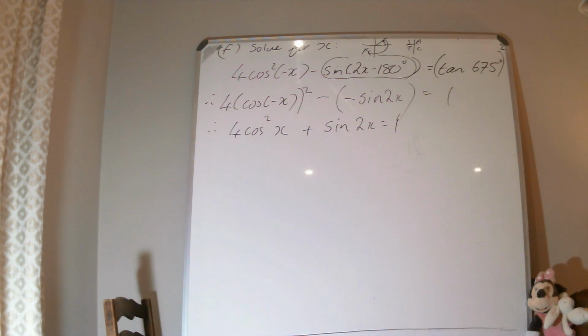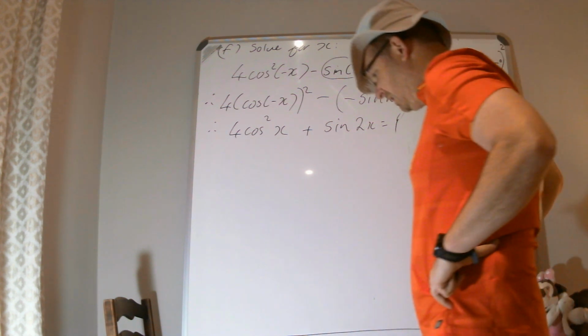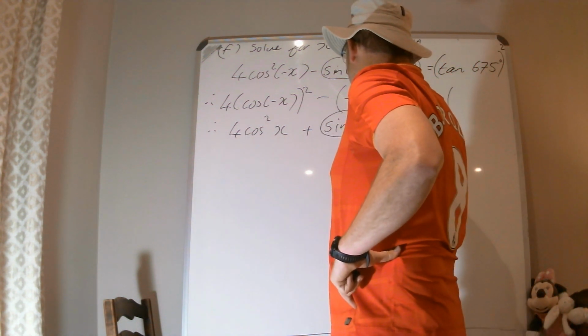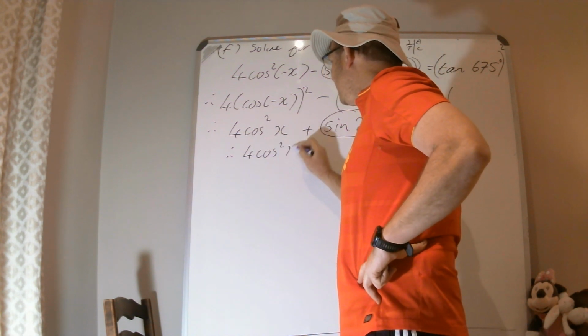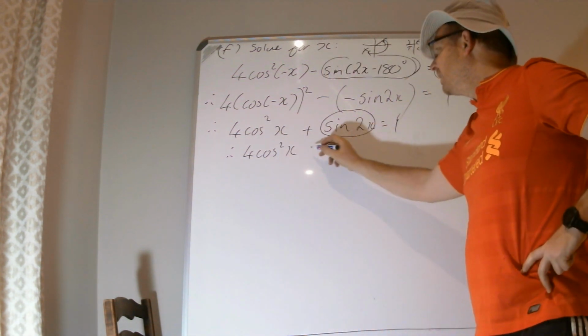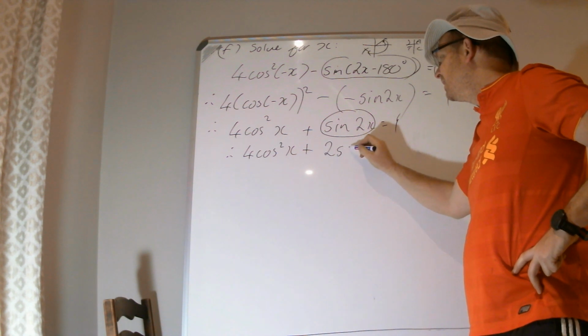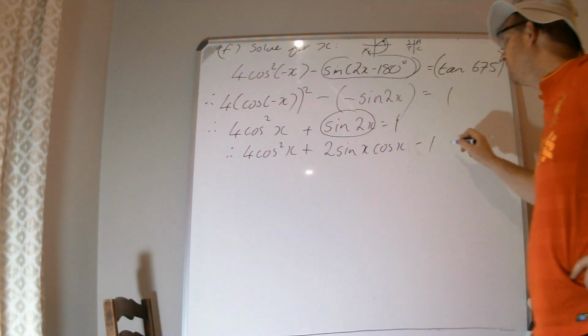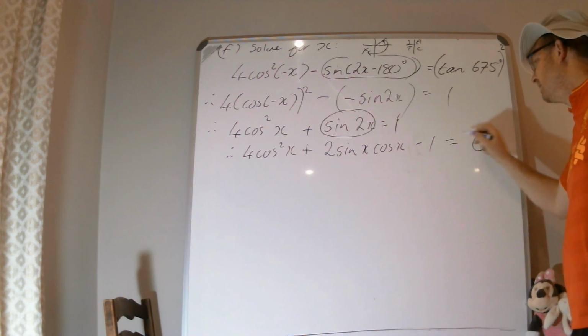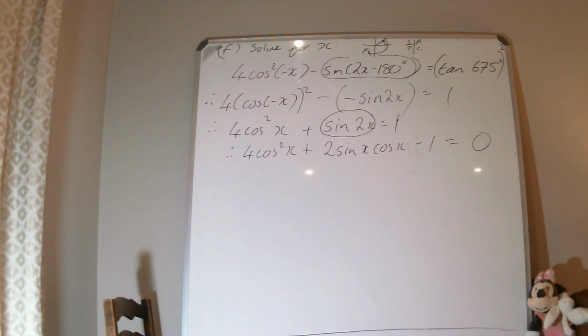Right, so now what? We've got a trig equation, and at the moment there is sine 2x. Let's get rid of that. I've got 4 cos squared x, and sine 2x is going to become 2 sine x cos x minus 1. It's a quadratic, so let's get everything to one side, equal to 0.